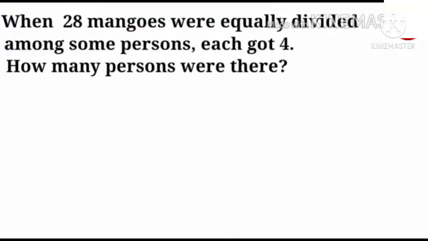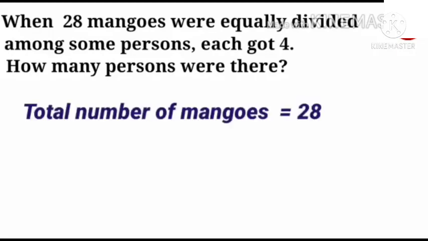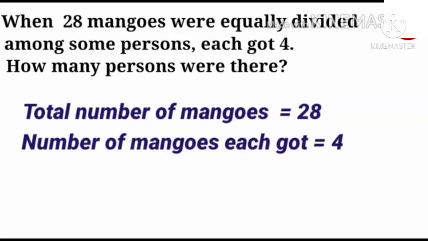See the next question. When 28 mangoes were equally divided among some persons, each got 4. How many persons were there? Okay. How many mangoes are there in total? Yes, 28 mangoes. So, total number of mangoes equals 28. How many mangoes did each get? Yes, 4 mangoes. So, number of mangoes each got equals 4.